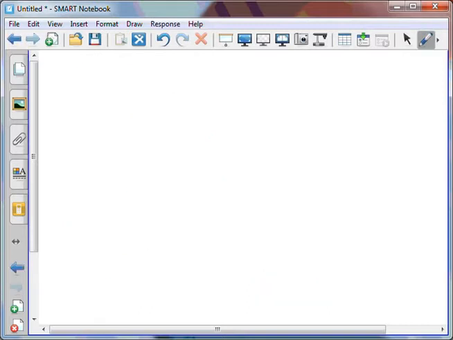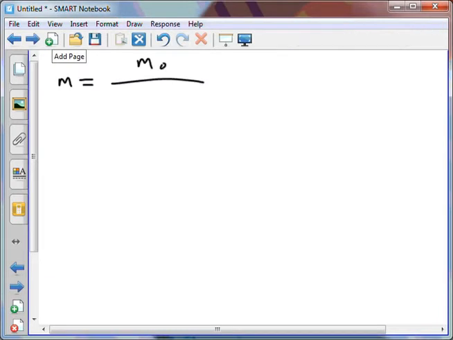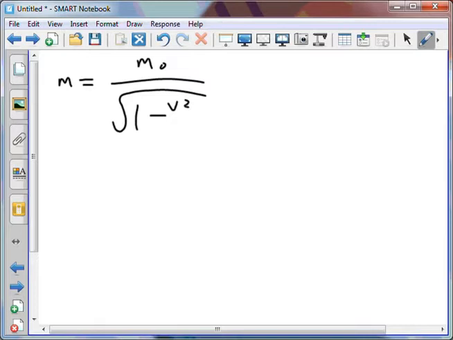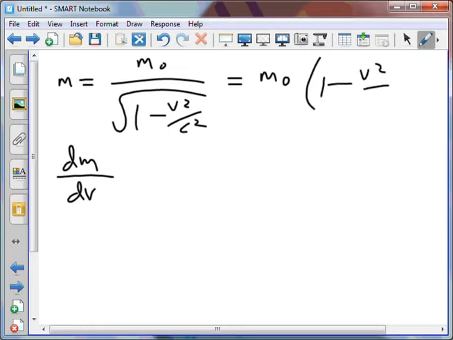Okay, so now I'll talk about relativistic mass increase. Now I'll differentiate m with respect to v. Now this can be thought of as that rest mass multiplied by 1 minus v²/c² to the negative a half. And I'll use the chain rule to try to differentiate this.